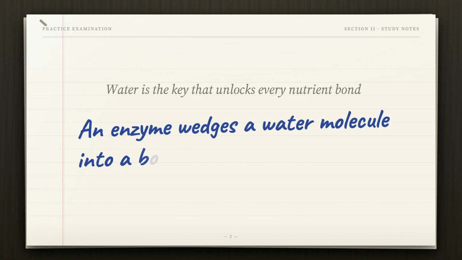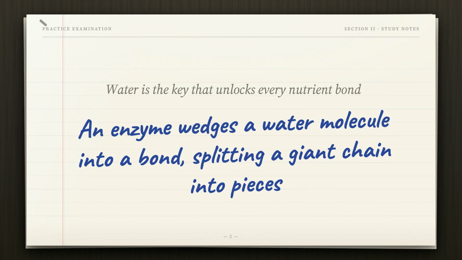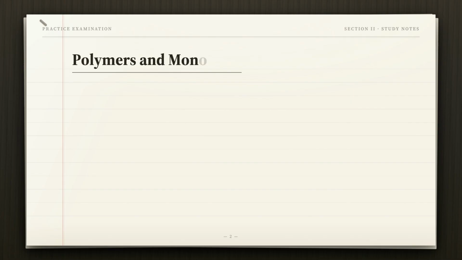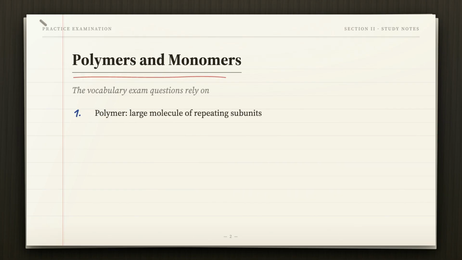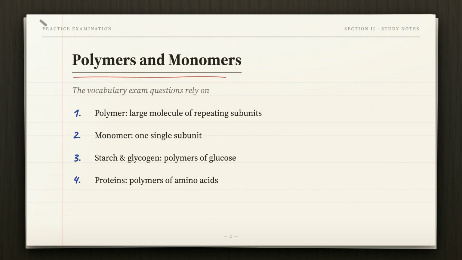An enzyme positions a water molecule at a specific bond in a large nutrient molecule, and the bond splits, one fragment taking hydrogen, the other taking the hydroxyl group. Repeat that thousands of times along a starch chain and you're left with a pile of individual glucose units. A polymer is a large molecule built from repeating subunits called monomers. Starch and glycogen are polymers of glucose. Proteins are polymers of amino acids. And nucleic acids are polymers of nucleotides.